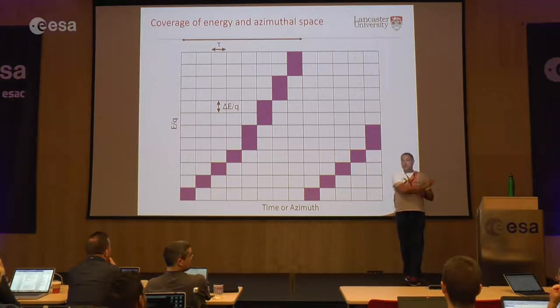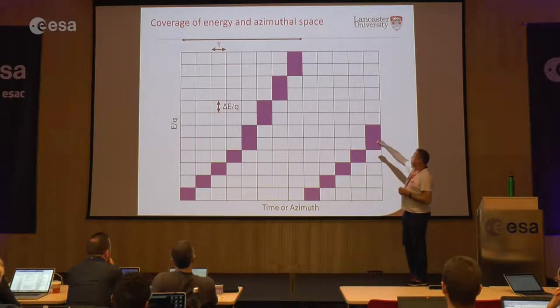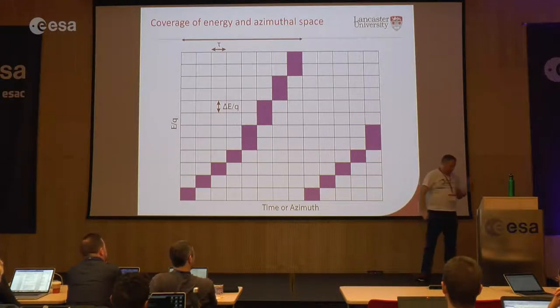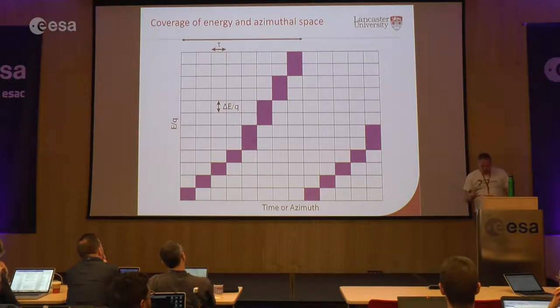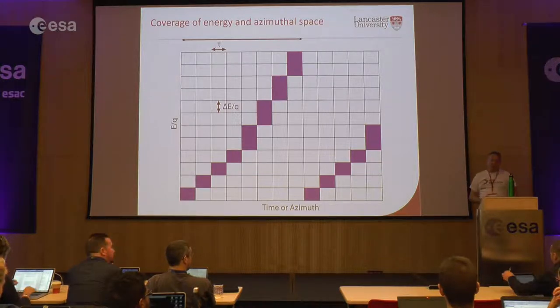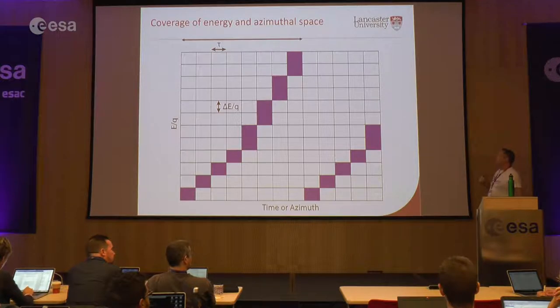It's constantly changing, so there is this drift in the coverage of azimuth and energy space. So I'm missing certain parts of this distribution, and we're going to come back to that later on. But when these instruments are designed, you look at the environment the spacecraft is going to be in, the target science environment. What are the science questions?